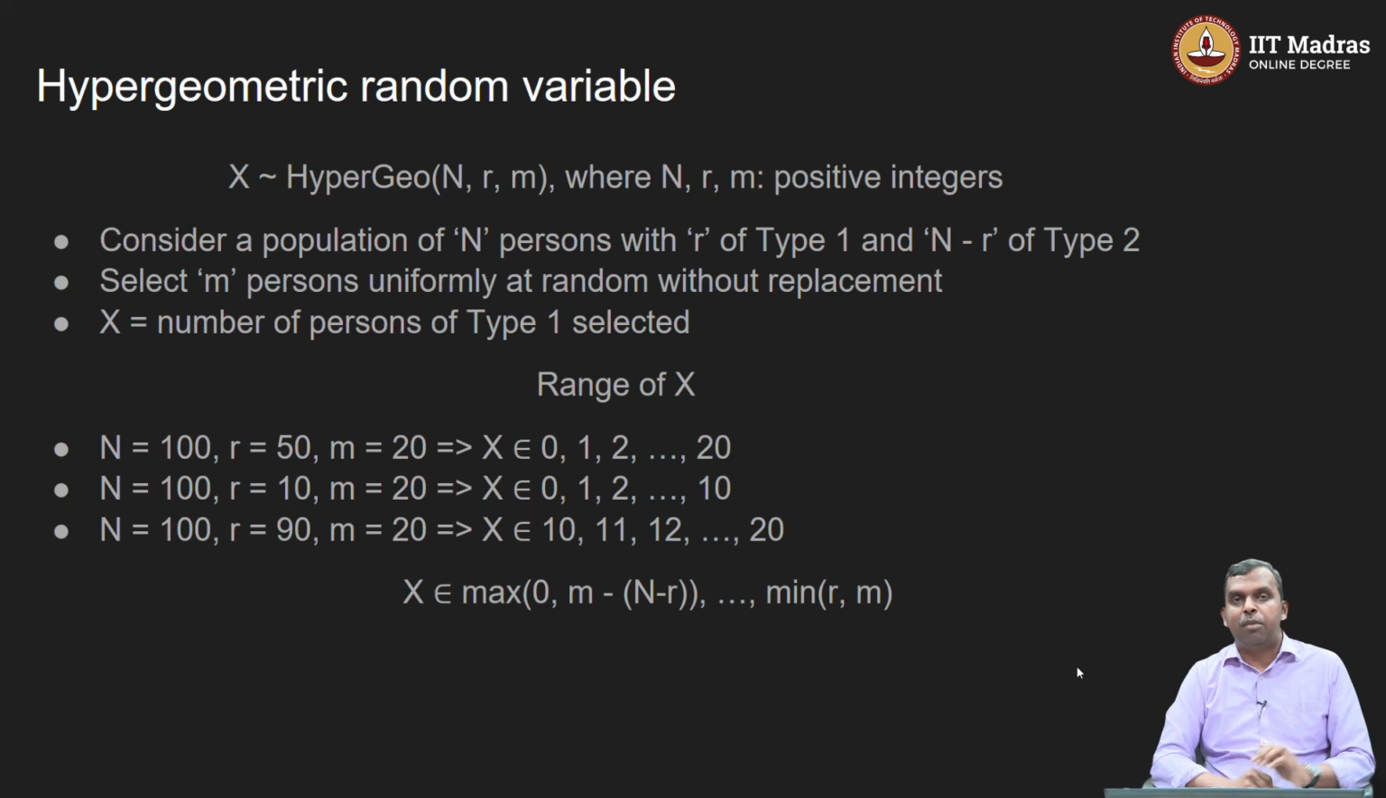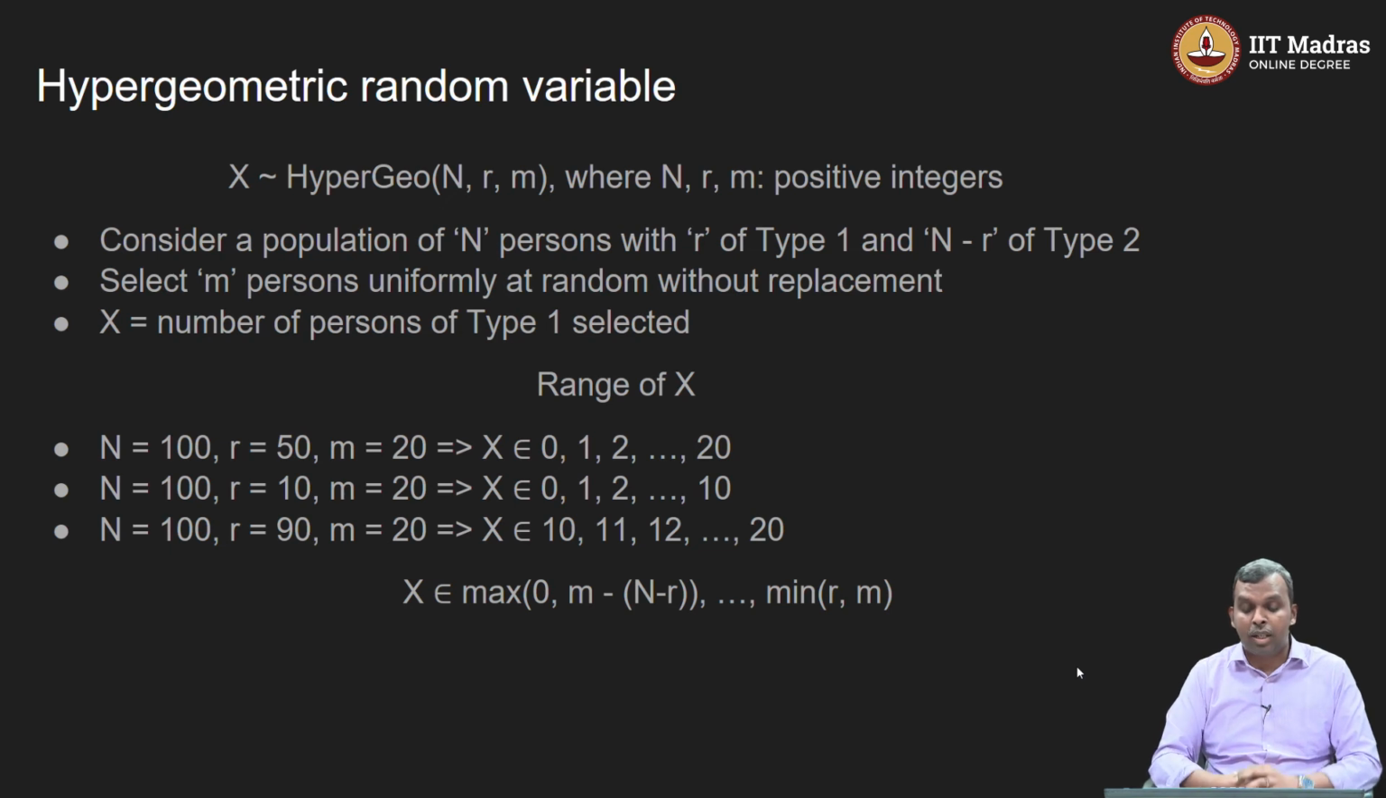The final common distribution that we will see is what's called the hypergeometric random variable. It has 3 parameters, all of them positive integers, n, r, m. If I say a random variable X is hypergeometric with parameters n, r, m, the meaning is a little bit more complicated. To understand the meaning, let's look at the primary example where this is used.